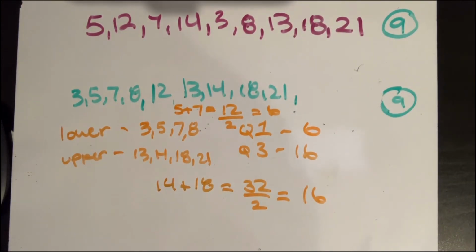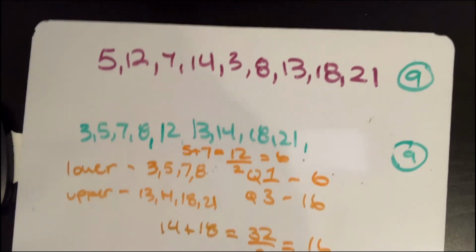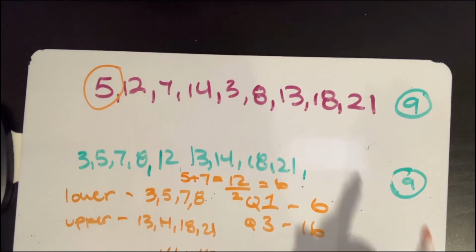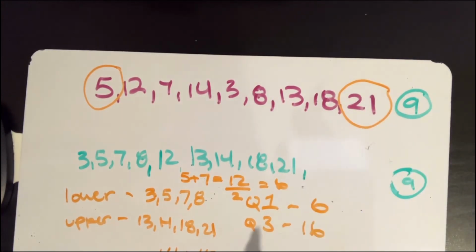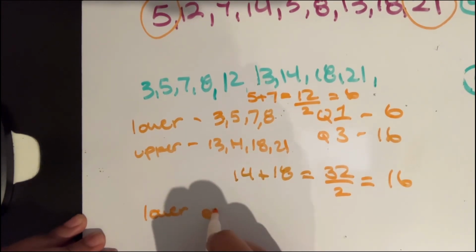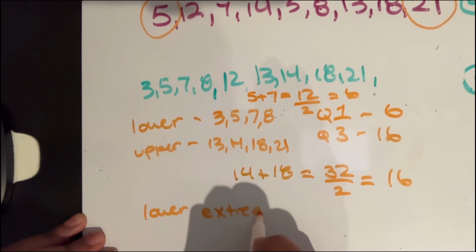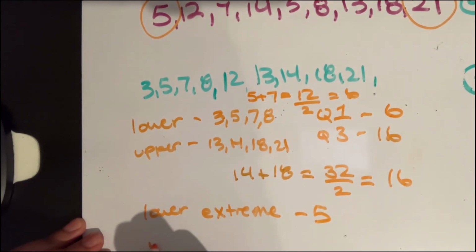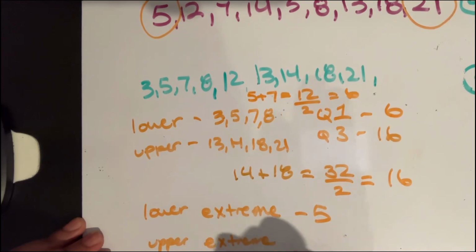Finding the extremes is the easiest part about box plots in my opinion. All you have to do is look at the lowest number in the data set, 3, and the highest number in the data set, 21. So our lower extreme, also known as the minimum, equals 3, and our upper extreme, also known as the maximum, is 21.